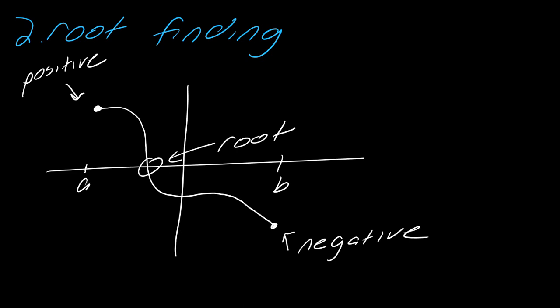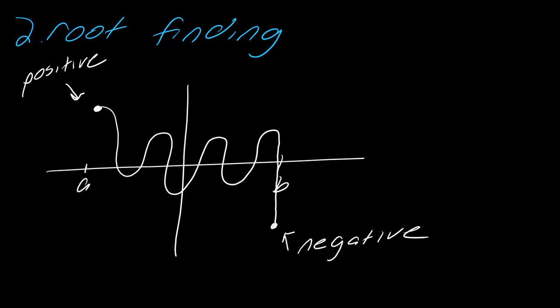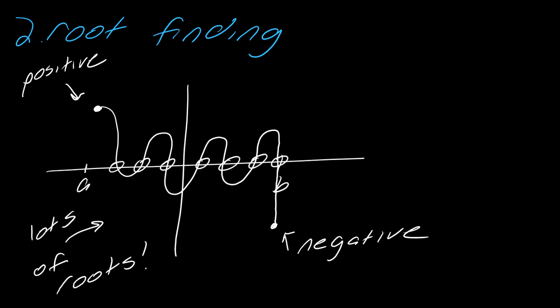And you don't have to have just one root, by the way. I just drew one random function, but here's another one. This one is going up and down, up and down, up and down. It can go up and down as many times as it wants. Functions can do whatever they want. This one has lots of roots, so I circled all of them. Anything can happen, but you're guaranteed to have at least one root. So that's the other consequence.